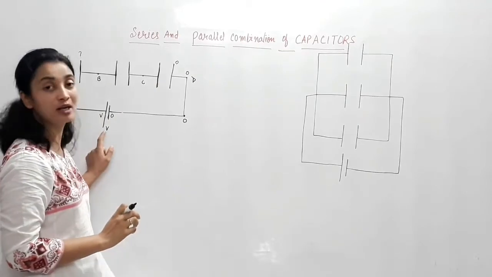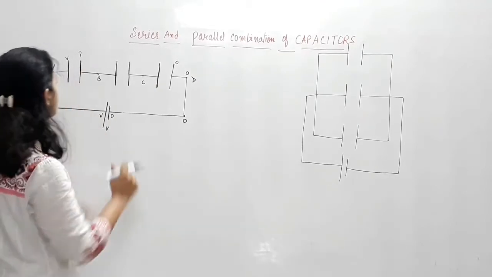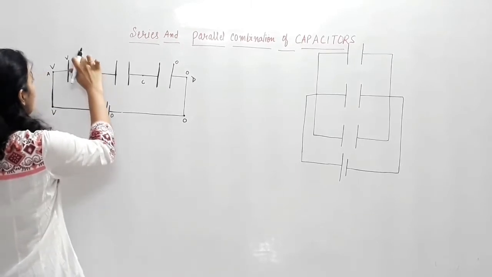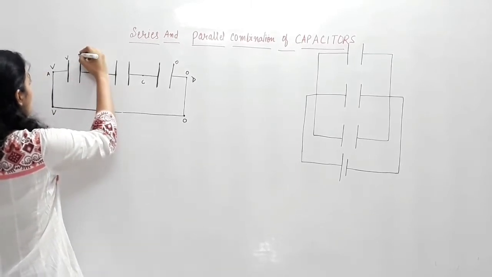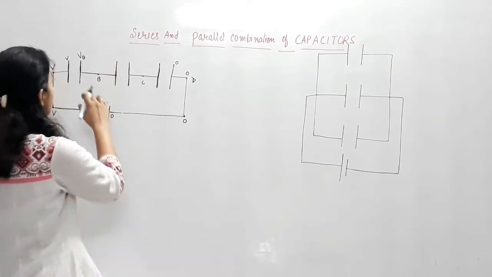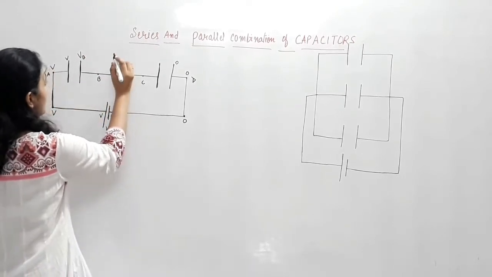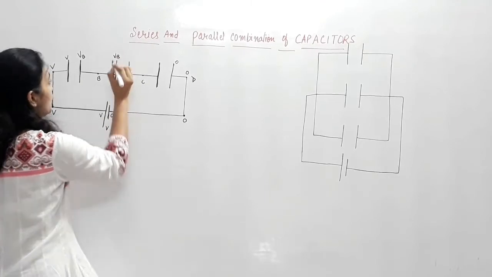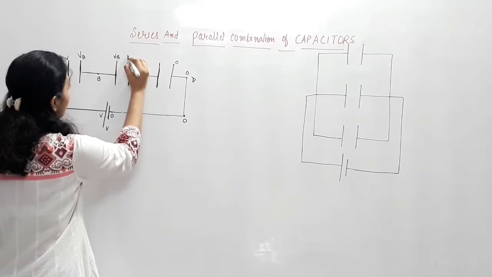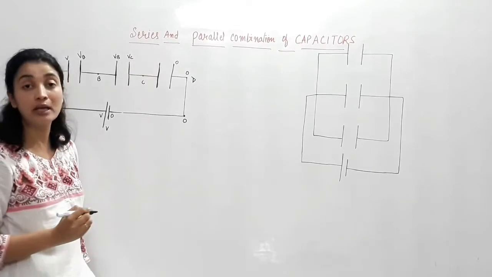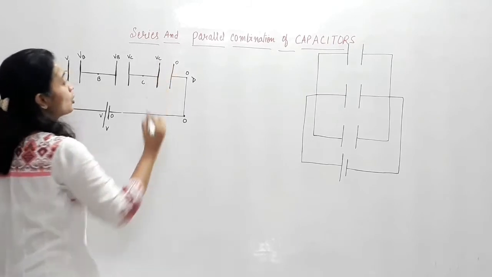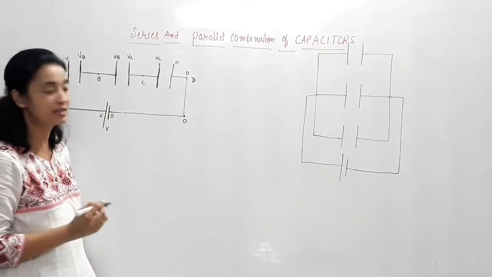All the points which are connected to V will be at V volts. Now what is the potential for this second plate? Let us call it VB because it is connected to the point B. We are just giving it a name, and it is VB. This is also connected to B, so it will also have the same potential. I will call it VB too. Let us call this plate as having potential VC. This plate even is connected to C point, so even it will have potential VC.